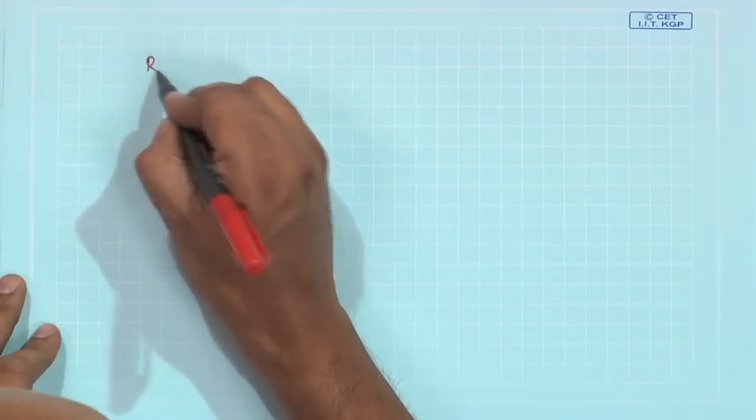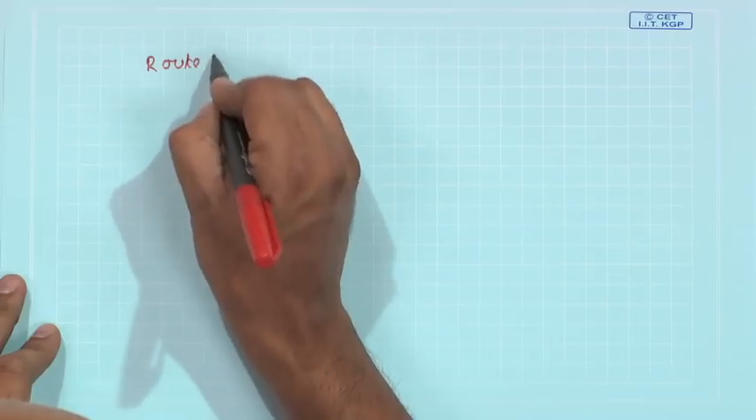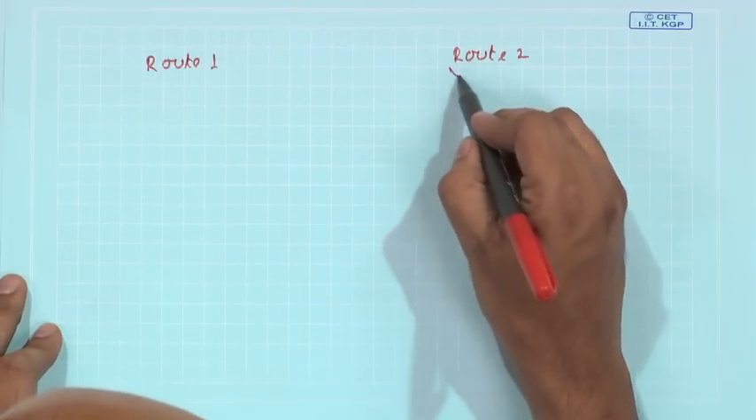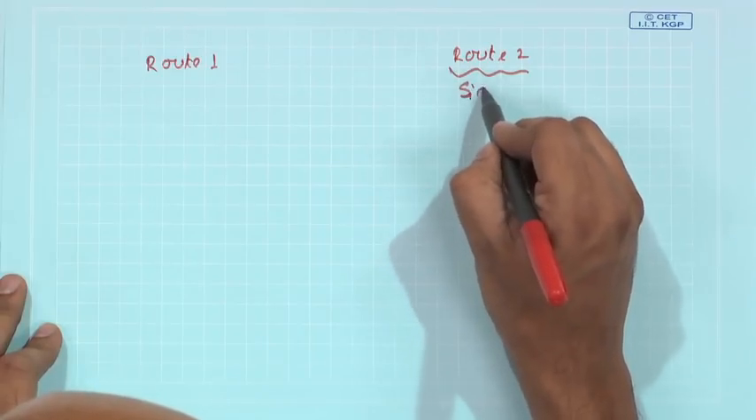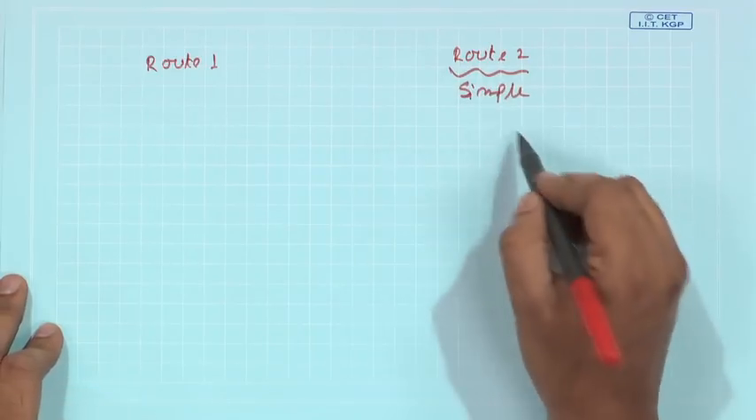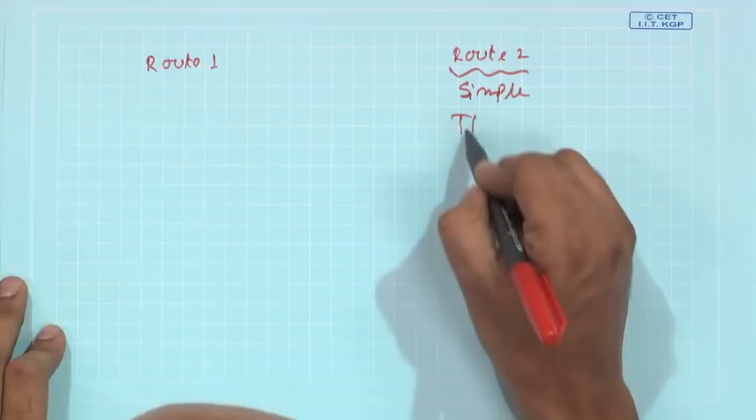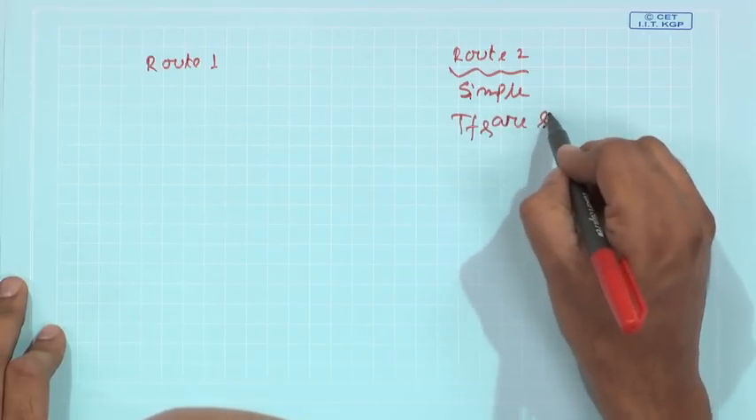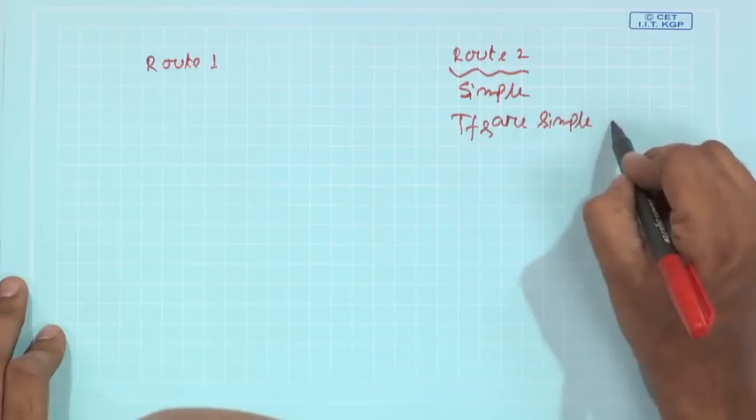Now, out of route 1 and route 2, if you check, both routes are quite feasible. The only thing is we can say that route 2 is a little bit simpler. Simple means the transformations are basically simple and easy.